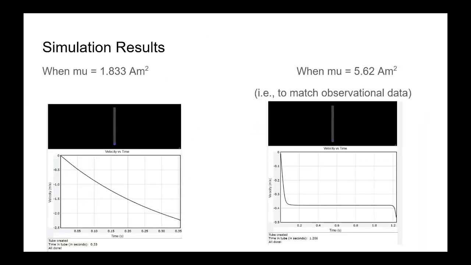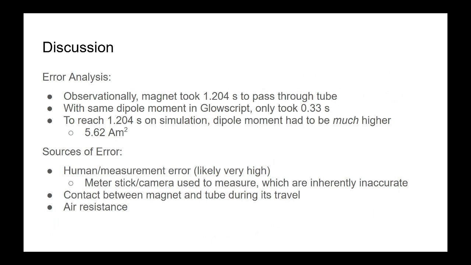So the simulation results: when our mu was the same as it was observationally, it only took 0.33 seconds to fall through the tube, so it was very quick. And we had to increase the mu all the way to 5.62 ampere meters squared to get it to the point where it fell through at approximately the same time that it did observationally. So clearly there was a lot of error. The time that it took observationally was so much higher than what GlowScript said it should take.